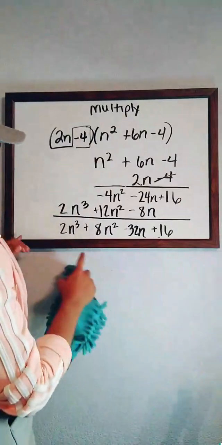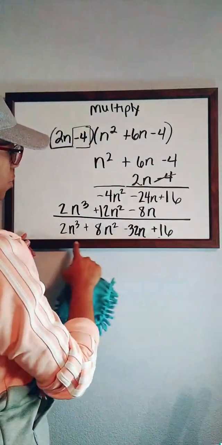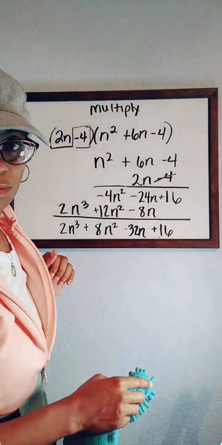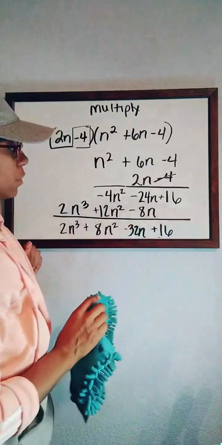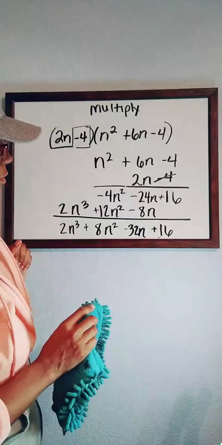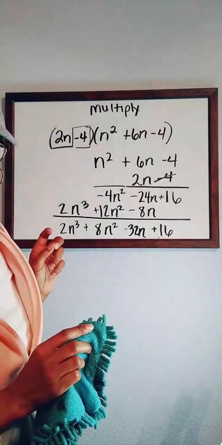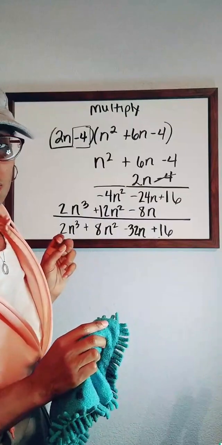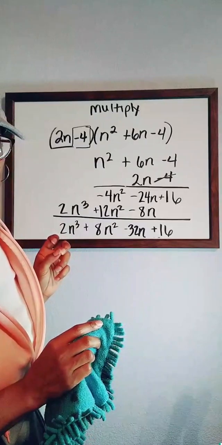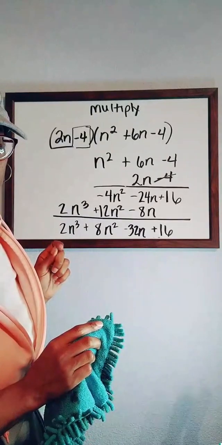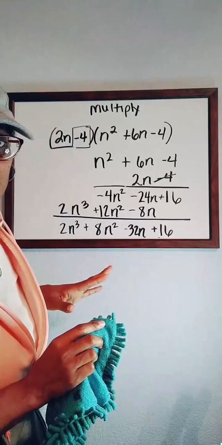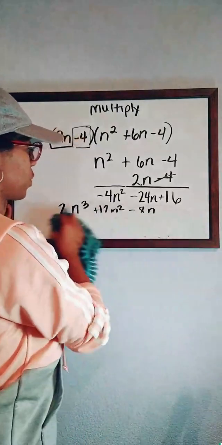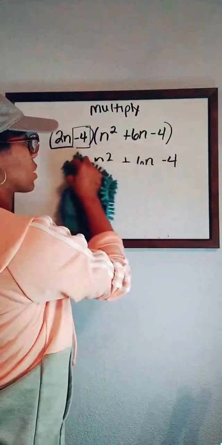But this would be your final answer: 2n cubed plus 8n squared minus 32n plus 16. It's just a lot. Yeah, 6th grade algebra, depending on what state you're in. Yep. Whatever algebra is. Just depends on where you at, where you're located. It just depends.